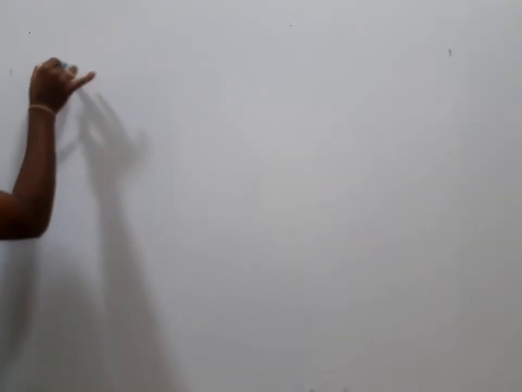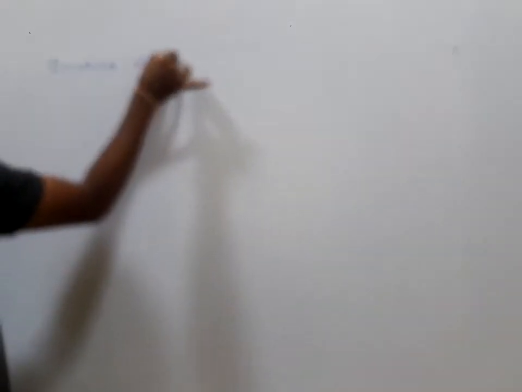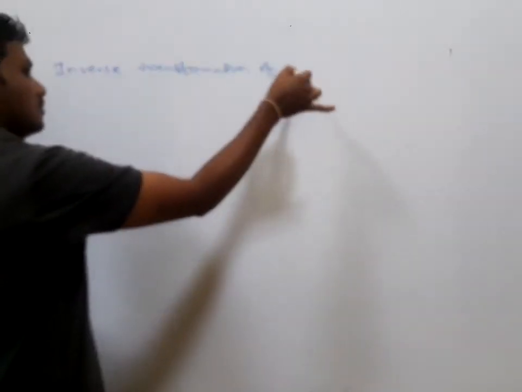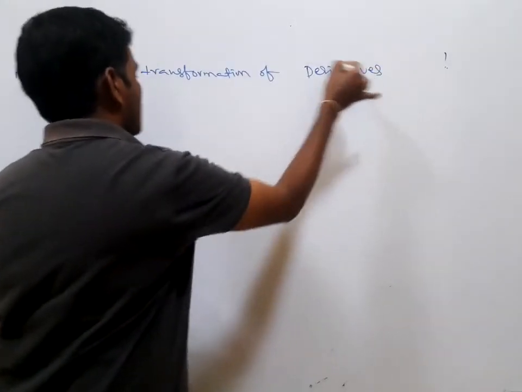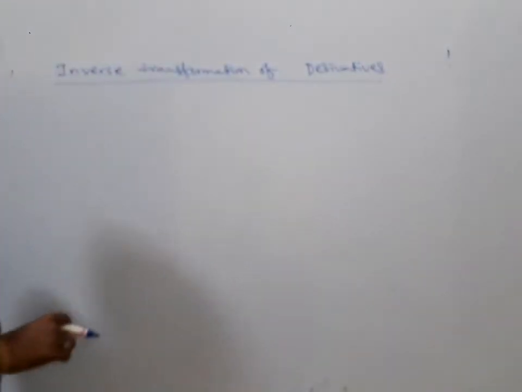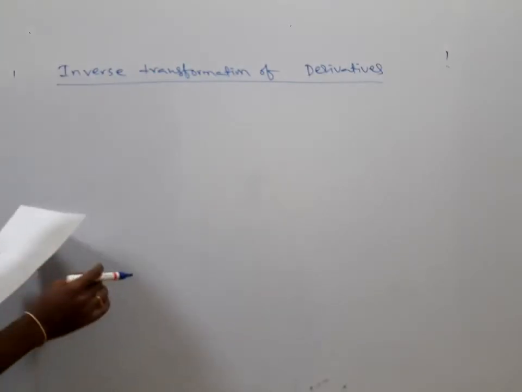Next one, inverse transformation of derivatives. As everything, we have the proofs. If you want to prove, then you try it by using the definition. We'll get the proof of each theorem, right?